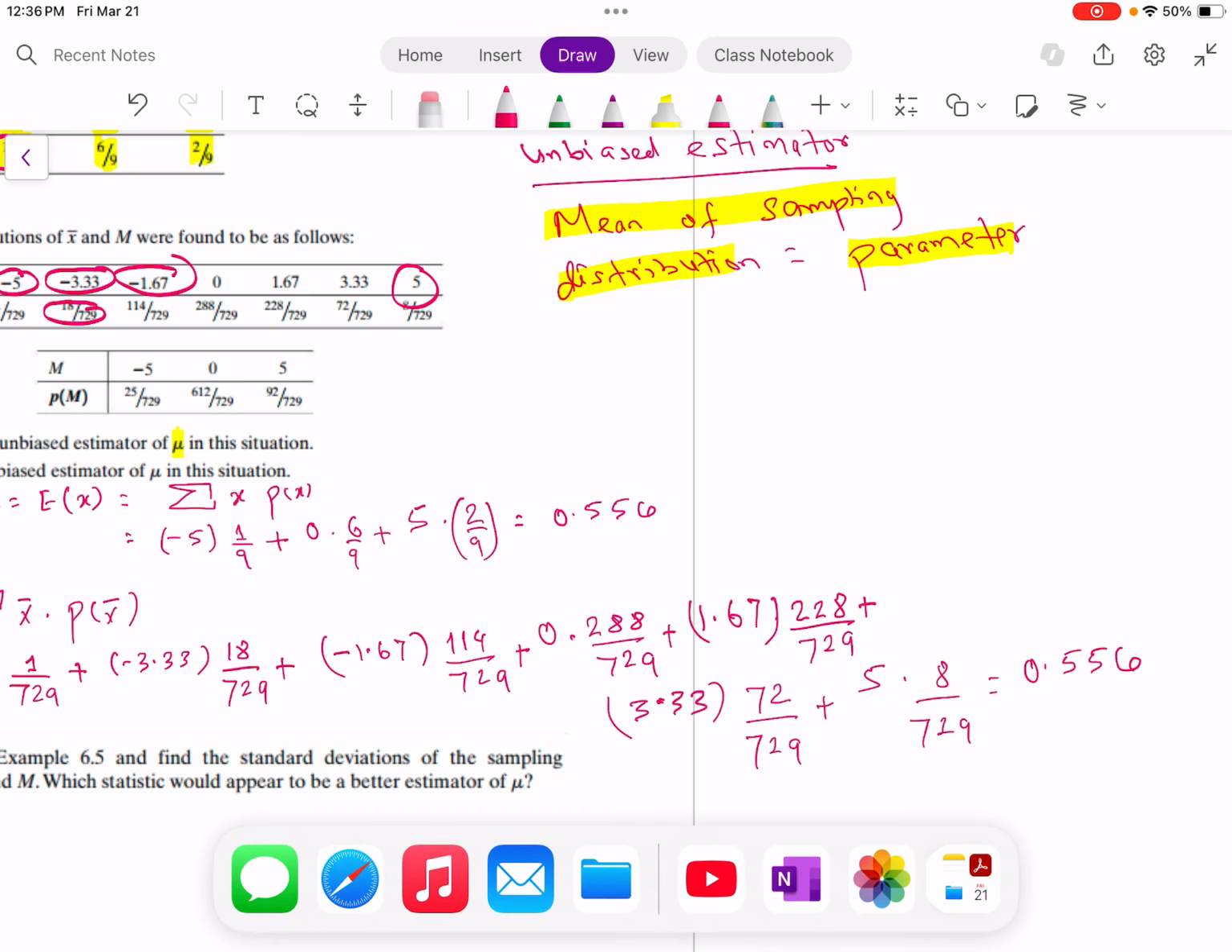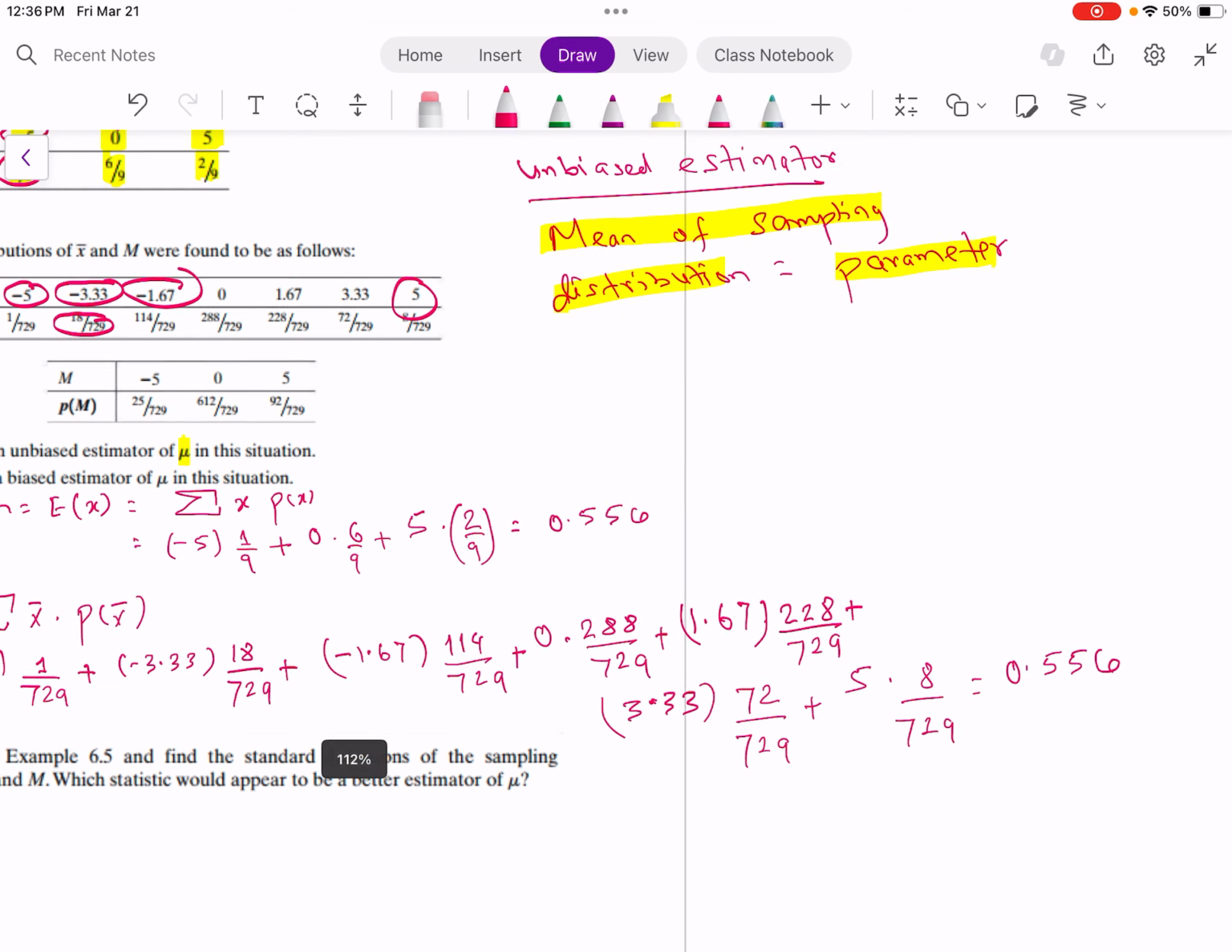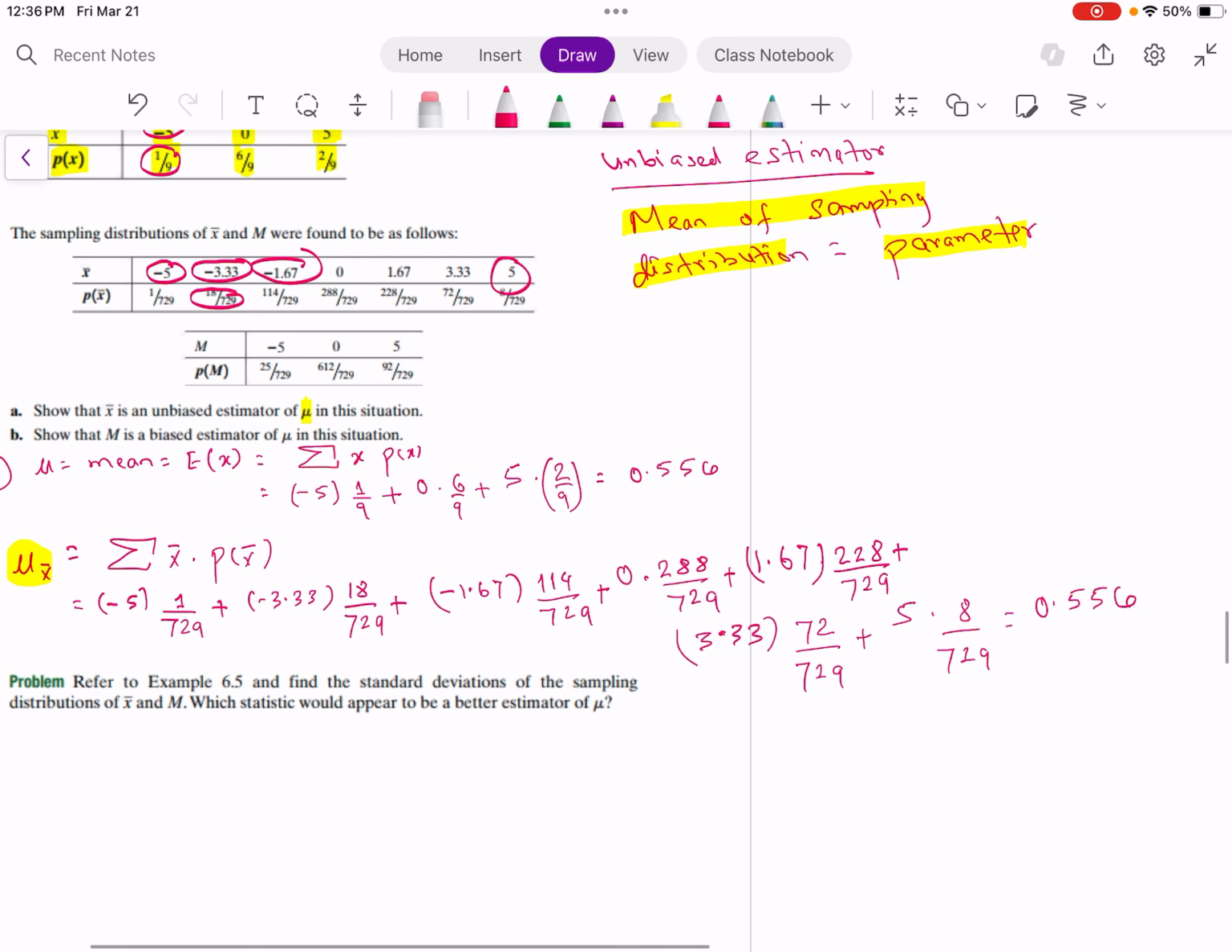Now, what do we know from here? Our parameter mu is 0.556, and we did calculate mu of x bar.